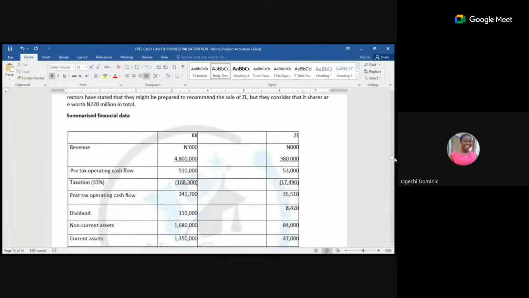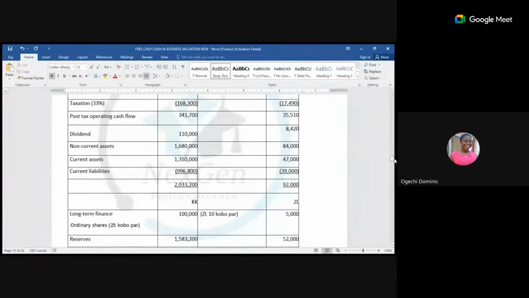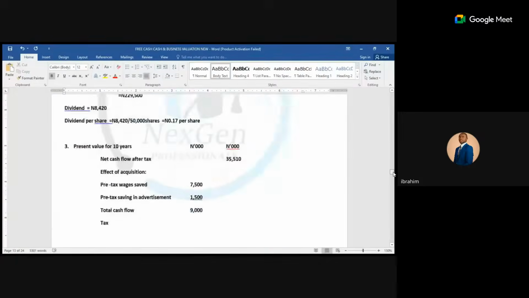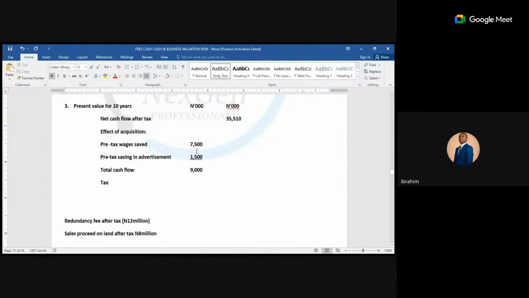The first one is net cash flow after tax, why are we now adding it with the pre-tax? Since the net cash flow has been taxed, which one are we adding? The effect of acquisition, the pre-tax. I'm talking about these two. I just add these two together. Okay, sir. Yeah. The tax is 33%.